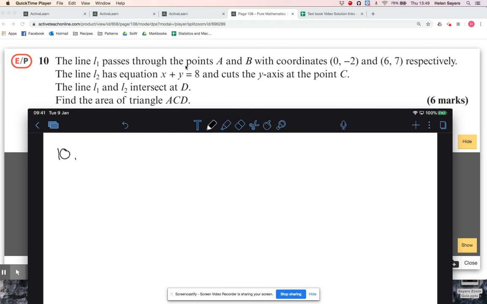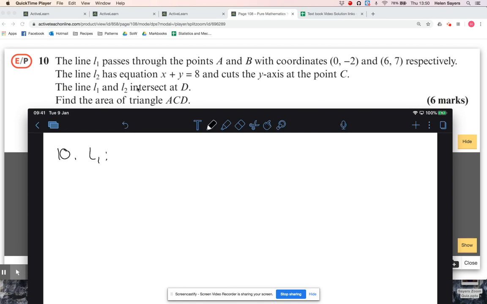Okay, so we've got line 1, and we're given 2 coordinates that line 1 goes to. So if we need to, we can get the equation of line 1. I suspect we will. We've got the equation of line 2, and we're told that the y-intercept of line 2 is coordinate C, and then we need the area of triangle ACD. Okay, so what do I know? I know C, because I can easily get the y-intercept of that. I know A. So it's coordinate D I need, and that's where they intersect. So as suspected, before I sketch this out, let's get the coordinates of D.